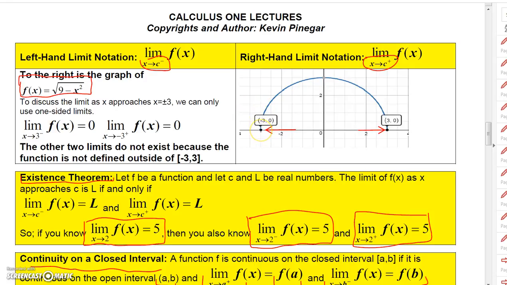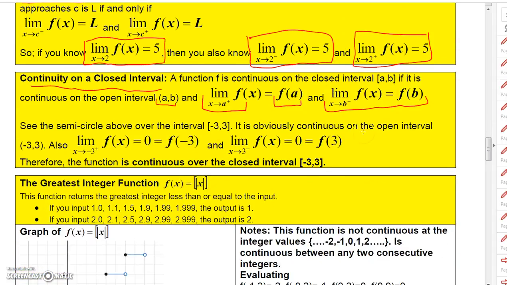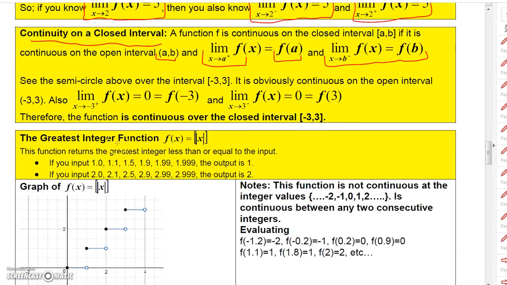This function is obviously continuous between -3 and 3, but it's continuous at -3 if the right-hand limit is equal to the functional value, and it's continuous at 3 if the left-hand limit is equal to the functional value. So for that function above, we know that the limit as x approaches -3 from the right is 0, and that's the same as what you get at f of -3, and we know the limit as x approaches 3 from the left is 0, and that's the same as you get if you evaluated the function at 3. Therefore the function is continuous on the entire closed interval from -3 to 3.